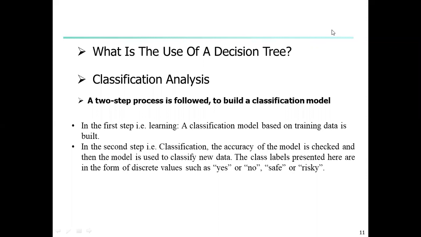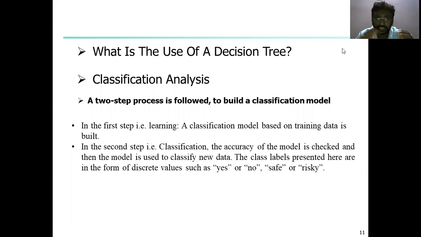Because if you see the tree structure, it is very easy to analyze what data is presented in that particular data set, and it is easy to take a decision on which data is suitable, and what the main cause of the data is will be analyzed in taking a decision. That is the major use of the decision tree.